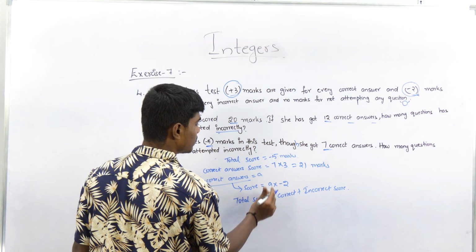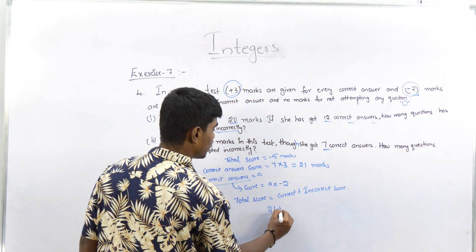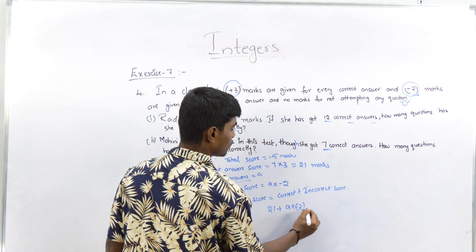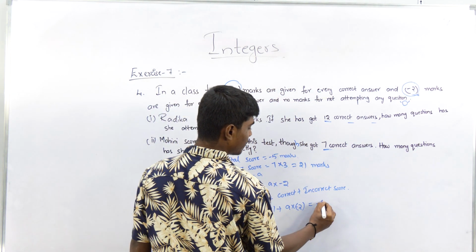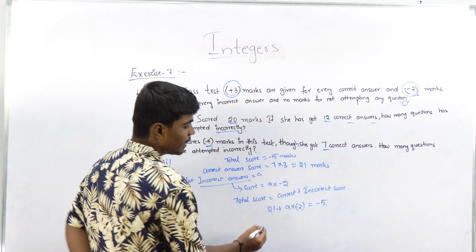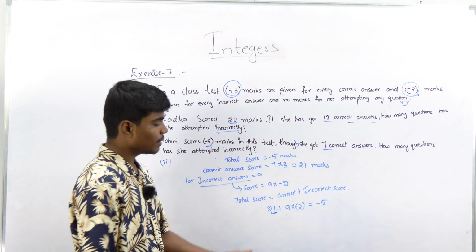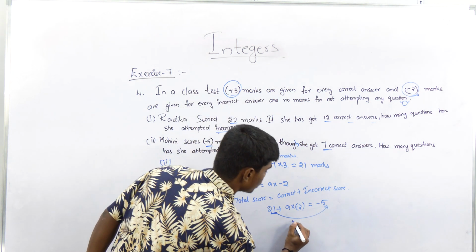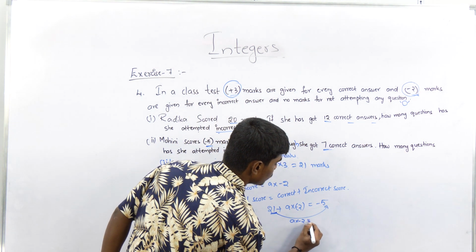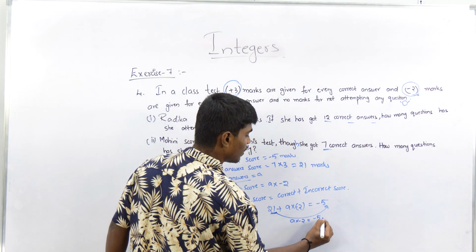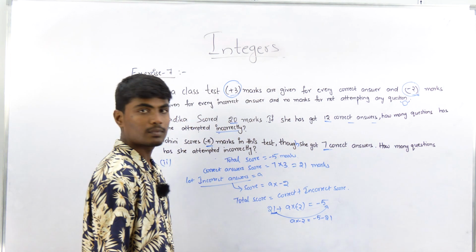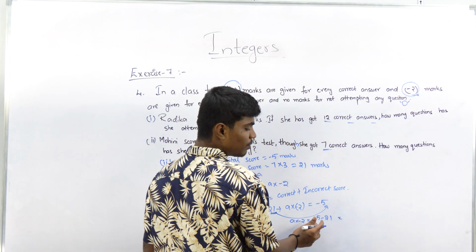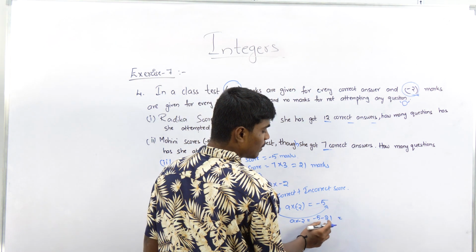See here, correct answer score is 21 plus incorrect is A into -2 is equals to how many marks? -5. Okay, here 21 is adding this side. If we move to the right side, it will subtract. So A into -2 is equals to -5 minus 21. Okay, 21 minus 5, 21 minus. So we have to add these numbers.